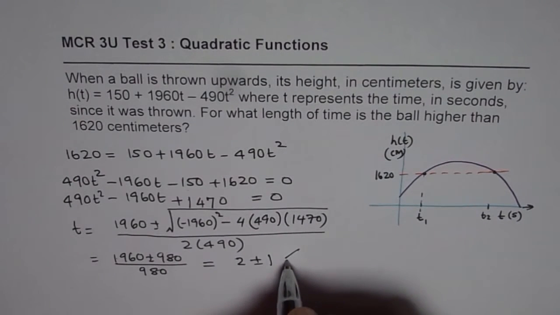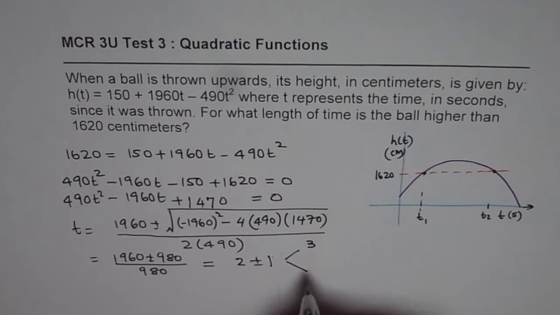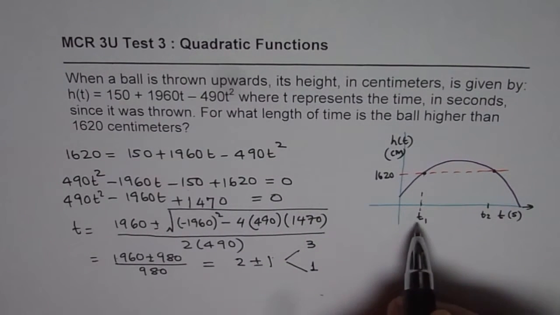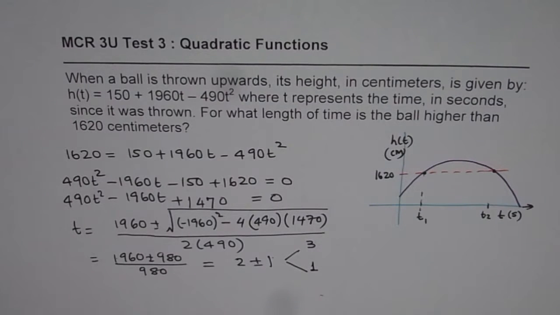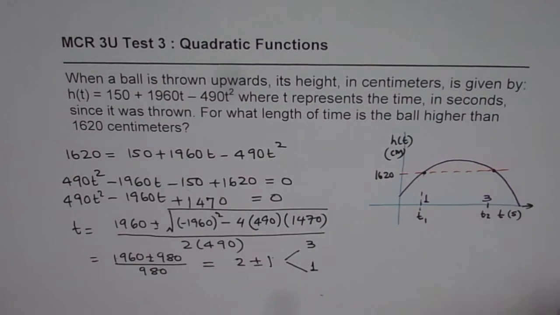So there are 2 times, as expected. 2 plus 1 gives us 3 and 2 minus 1 gives us 1. So t1 is 1 second, and t2 is 3 seconds. Now we can write down our answer.